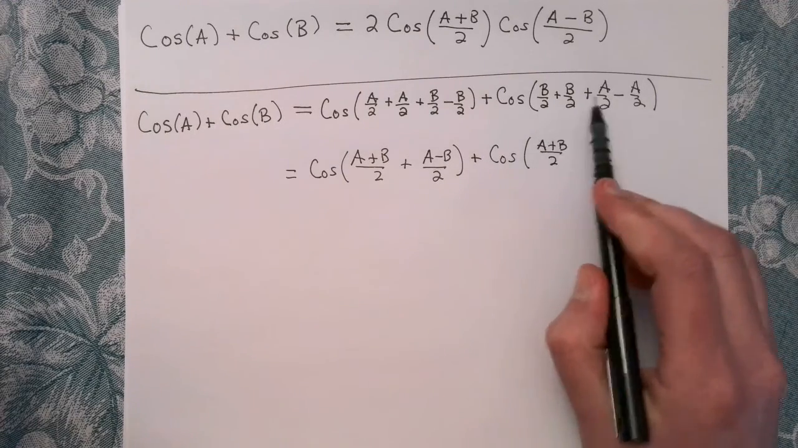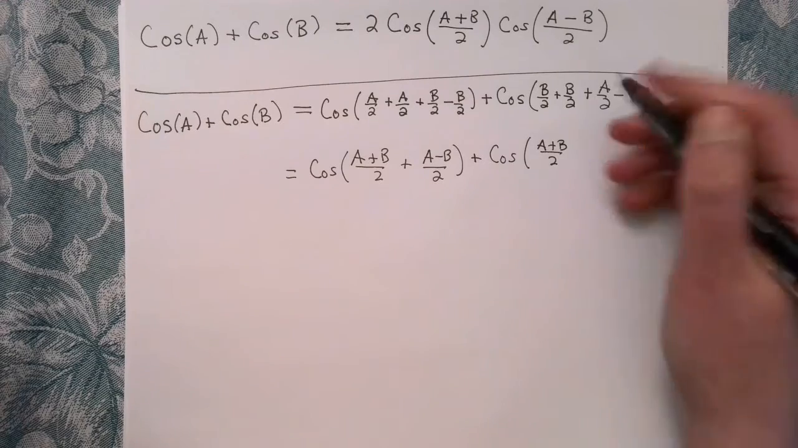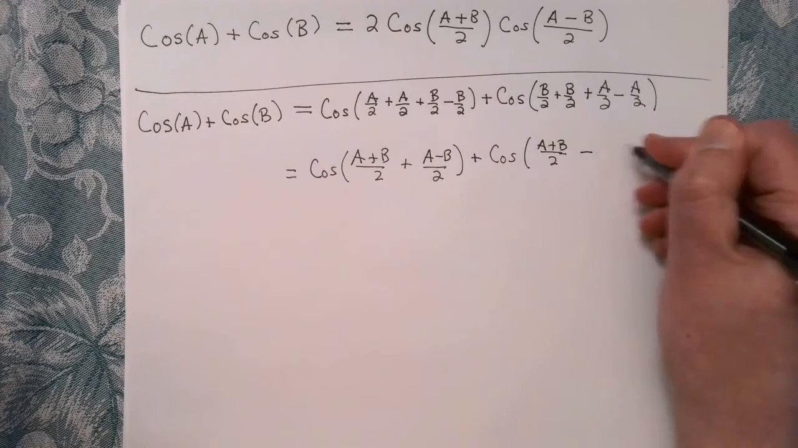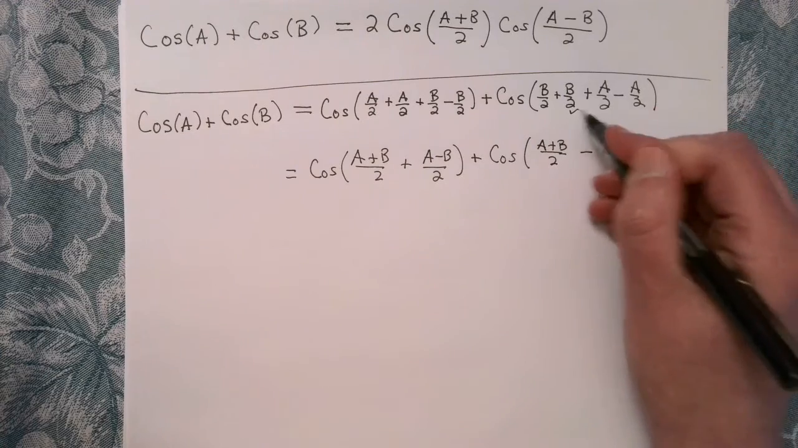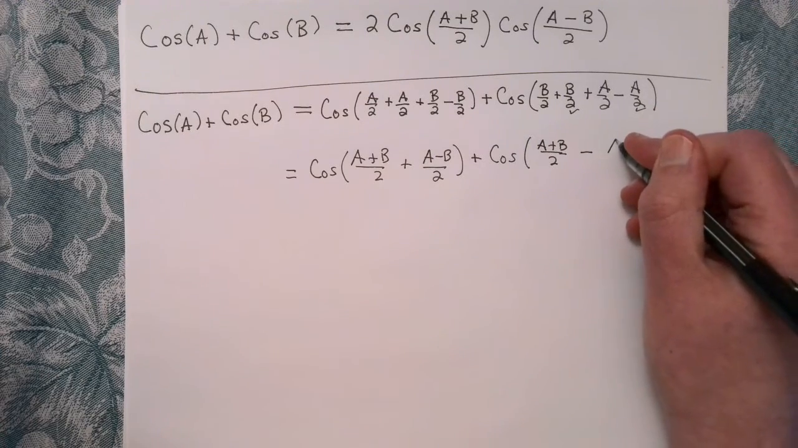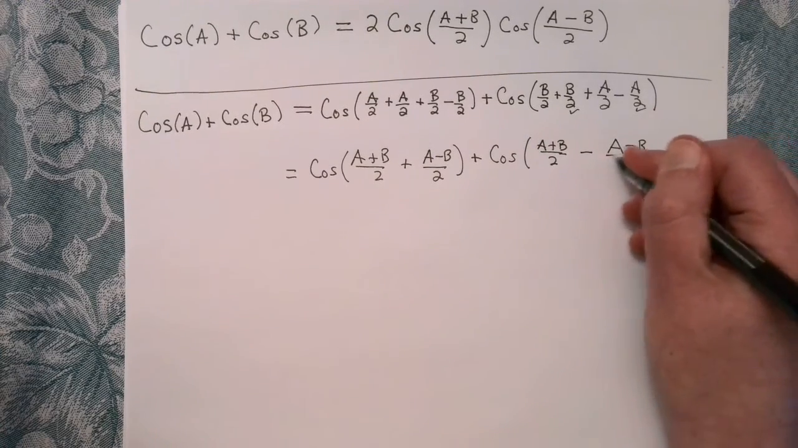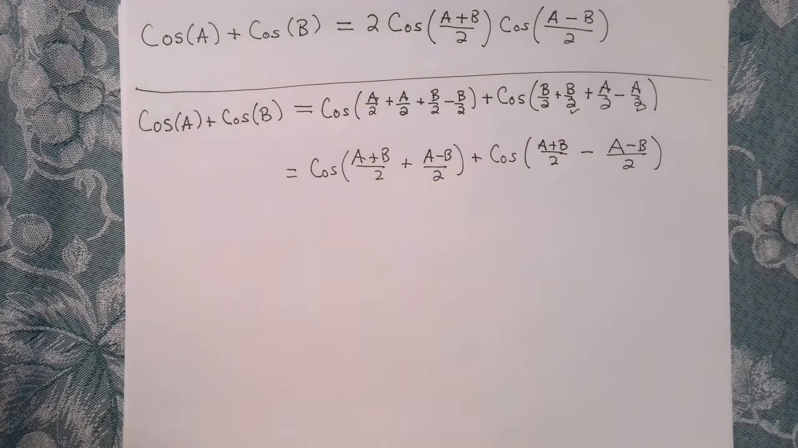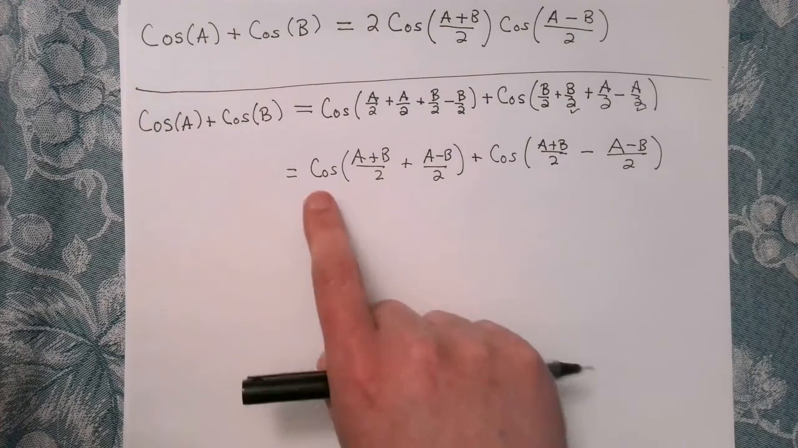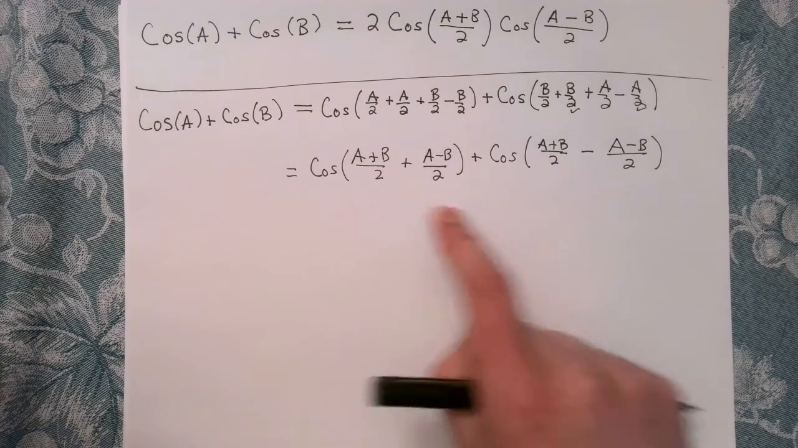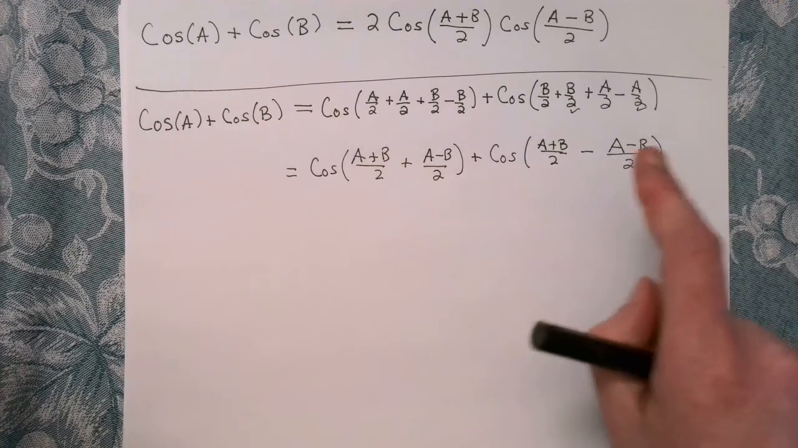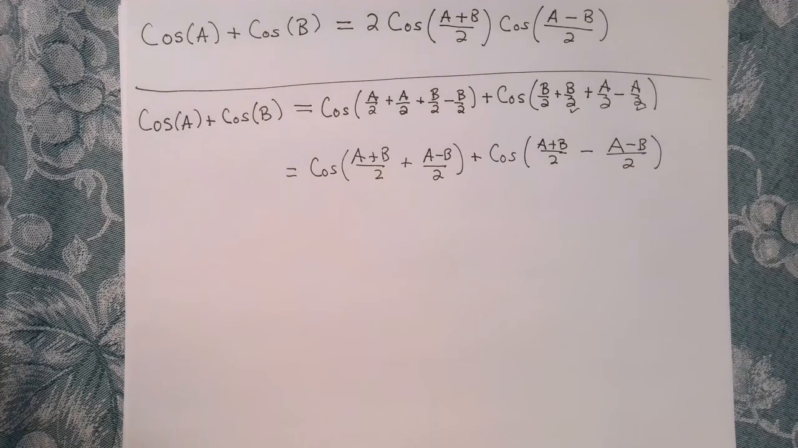So if we're smart about our grouping, then for the other grouping, we're actually going to factor out a negative. So minus, looking at these terms, factor out a minus, so that'll be (A minus B)/2. But notice how nice that is. We have the cosine of the sum of angles, and we also have the cosine of the difference of angles.